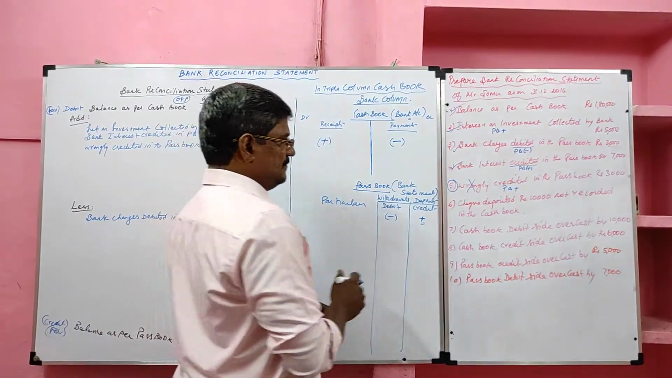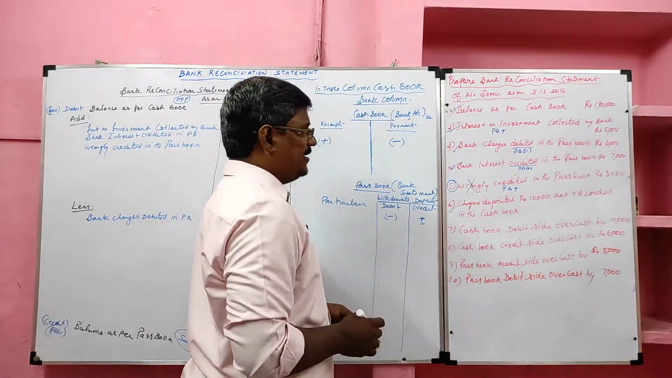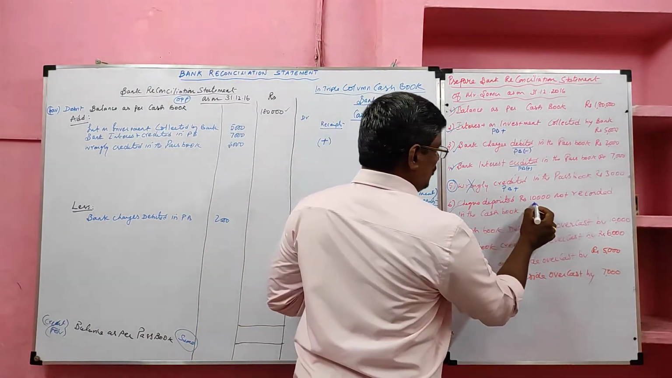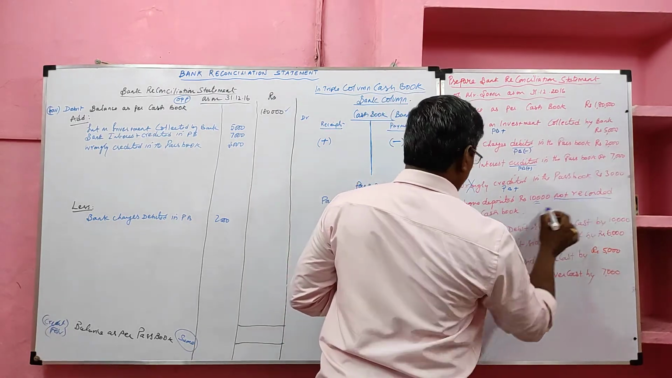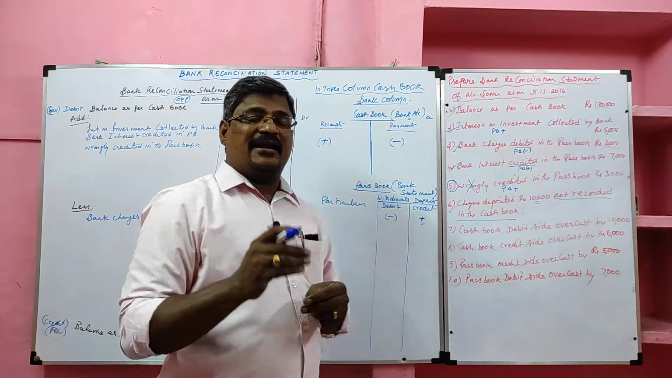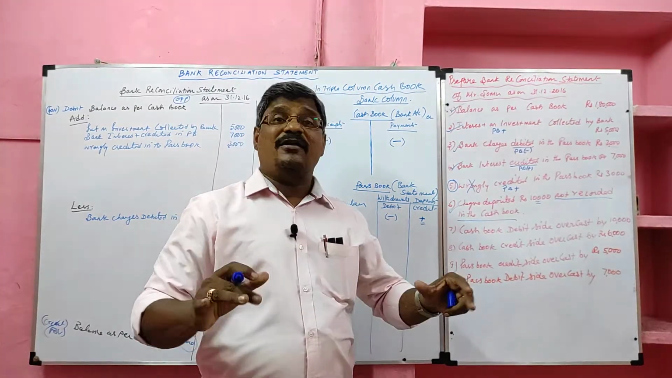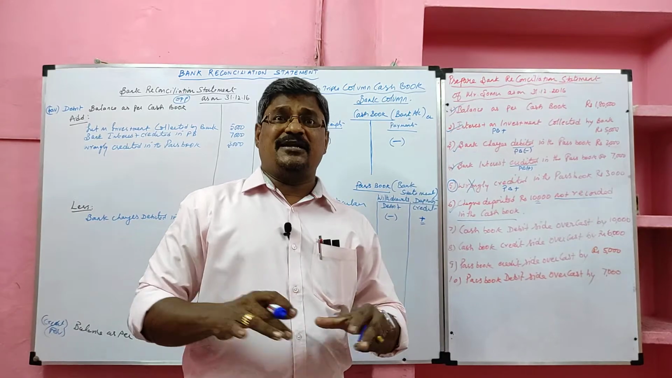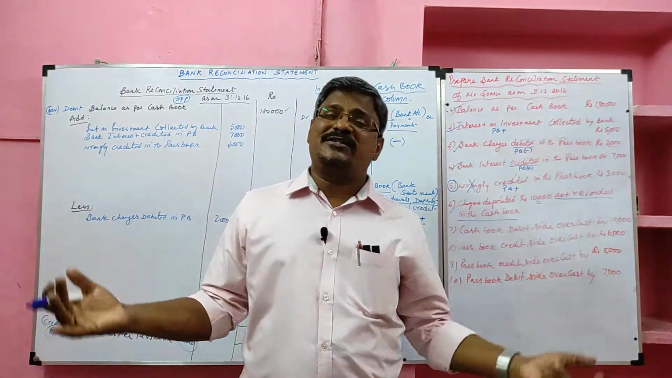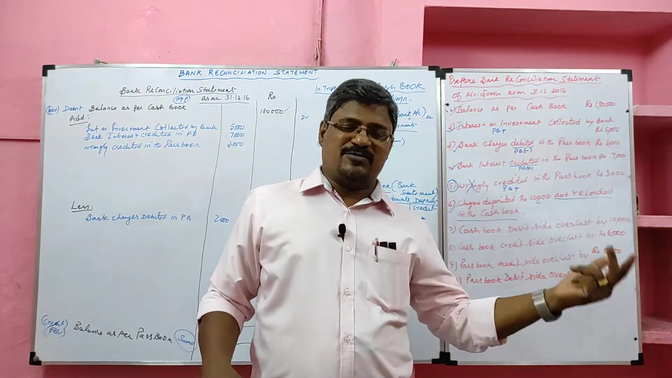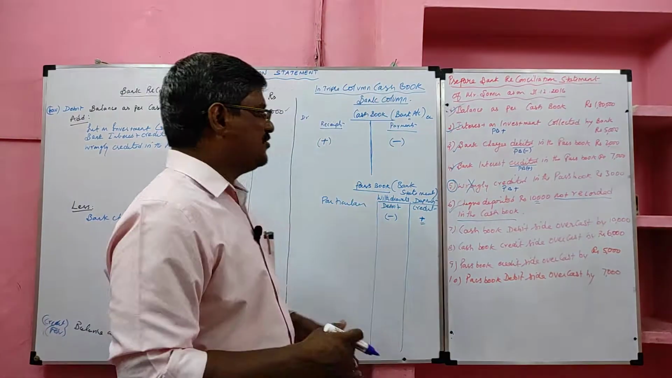Next, sixth one, very important. Check deposited rupees 10,000 not recorded in the cash book. So check deposited not recorded in the cash book. Where was it recorded? It was recorded in the passbook. What they did? It was added. Now also we have to add.